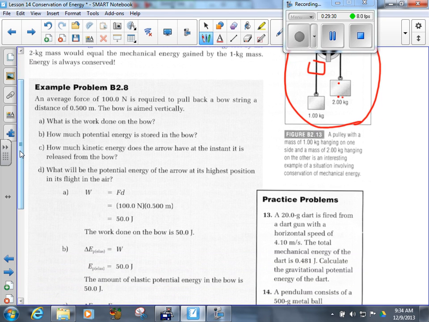Okay, now, we talked about this example here already because I put it out of order. If you did work on the bow, the only energy the bow could ever have was 50 joules, right? Is that the same thing we're saying here? Yeah, it is. If I do work in lifting up the 2 kilogram mass 1 meter, I do 19.6 joules worth of work. That's the only energy the system can ever have.